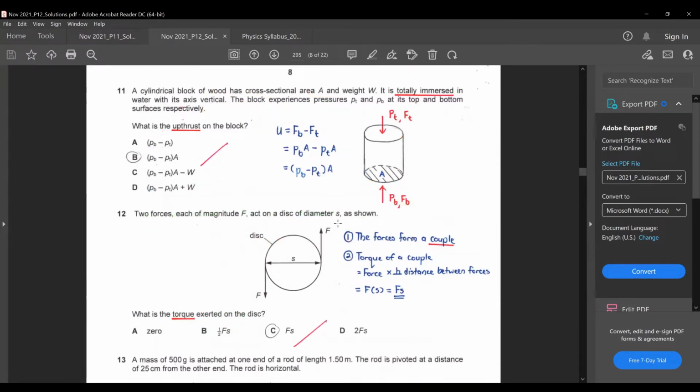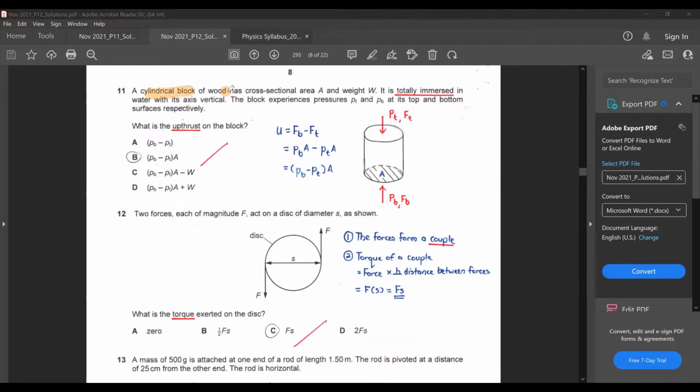Okay, now number 11. We go through number 11 before we take a short break. Now you have a cylindrical block of wood with cross-sectional area A and weight W. It is totally immersed in water with its axis vertical. The block experiences pressure PT and PB at its top and bottom surfaces, respectively. What's the upthrust on the block?